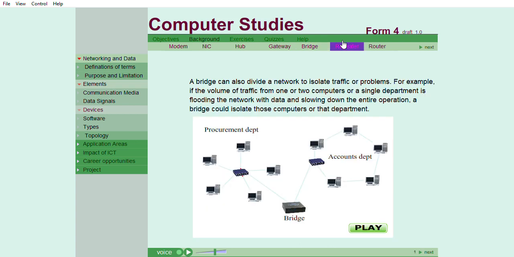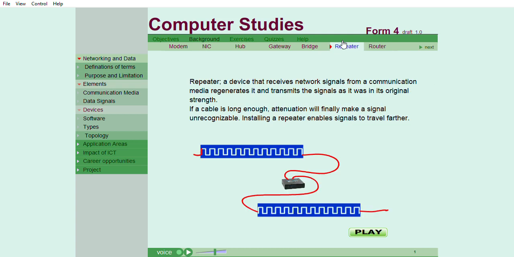Repeater is a device that receives network signals from a communication medium, regenerates them, and transmits the signals at their original strength. If a cable is long enough, attenuation will finally make a signal unrecognizable. Installing a repeater enables signals to travel further.